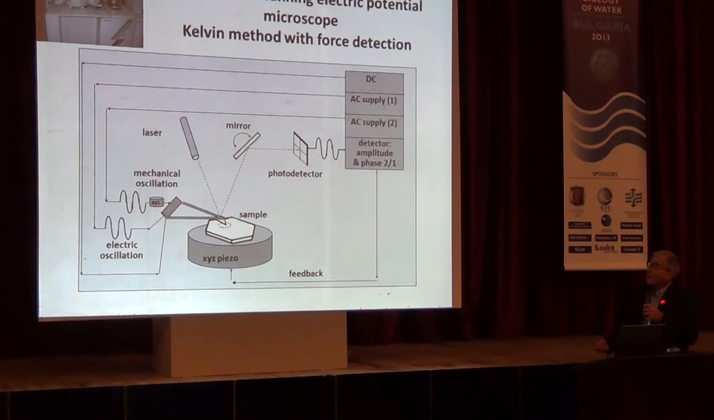when we started using a Kelvin force microscope, which is just a modification of the atomic force microscope, in which case the tip of the AFM is used as an oscillating Kelvin electrode that allows us to measure potential along any surface, including insulators, without contact.